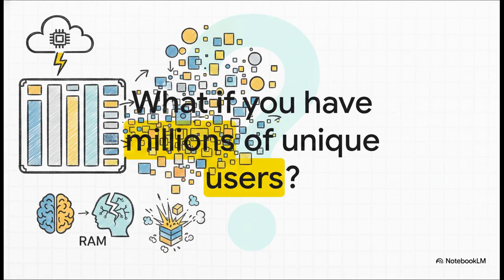Think about an ad-click dataset. What if your data has 10 million unique user IDs? If you try creating a one-hot column for millions of unique users, you'll end up with a matrix so massive that your computer's RAM is just going to explode right then and there.